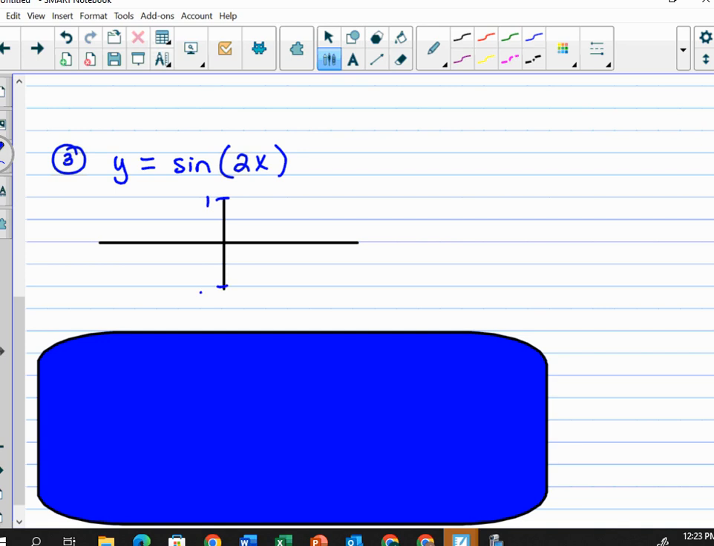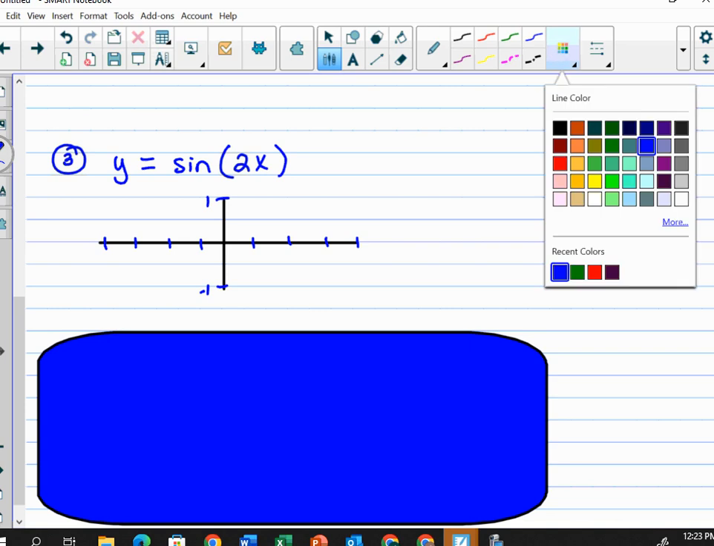All right, guys, I'll label my y-axis. We are still going to have 4 tick marks on the x-axis, but don't label them yet. When you see a coefficient on the x like this, that means you're going to have different labels on your x-axis. They're not going to be the original labels.